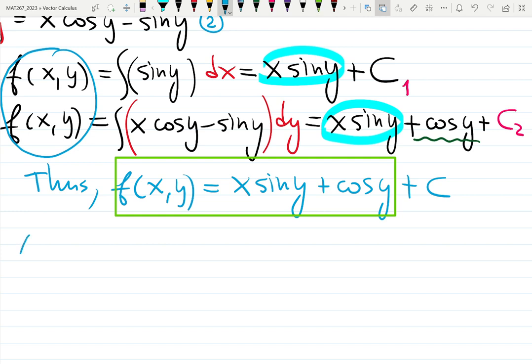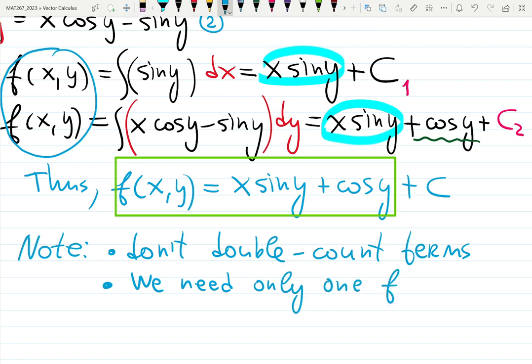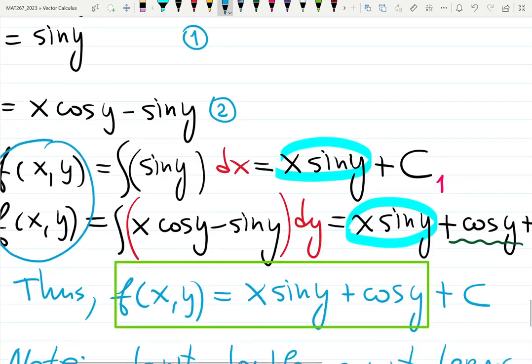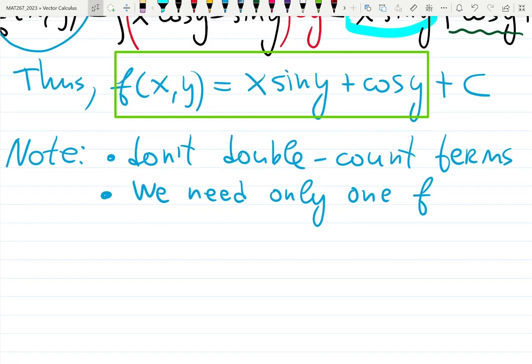So note what I'm doing here: we don't double count terms. We need only one f. So there can be more than one, but we need just one. So we're fine with this one. You can check if you differentiate it with respect to x and y, you will get a gradient. So this is already good stuff to grade on the test.